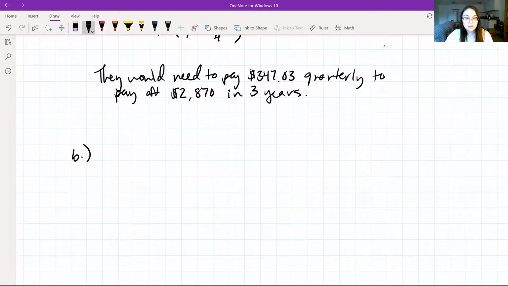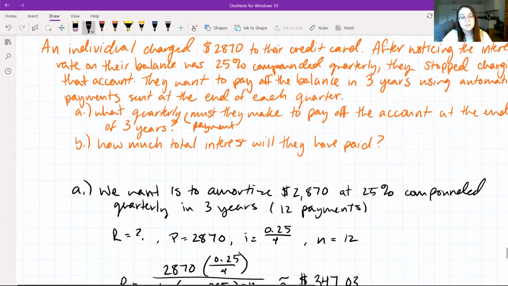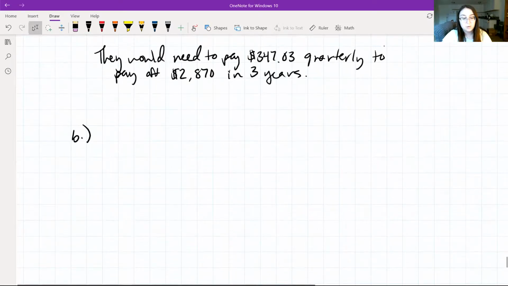So for part B, we know that the original amount was $2,870. We know that we're paying $347.03 a quarter. So what we can do is multiply $347.03 by 12, since we'll be doing it quarterly for 3 years. We see how much money we've actually paid in that 3 years' time, and then we subtract our original amount. And that's going to tell us how much interest we actually ended up paying.